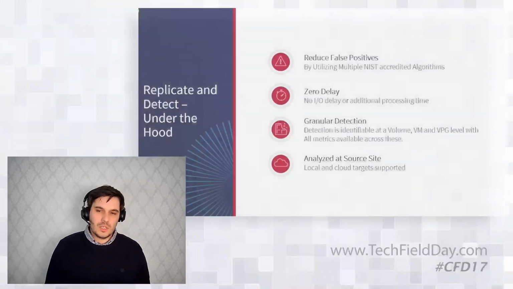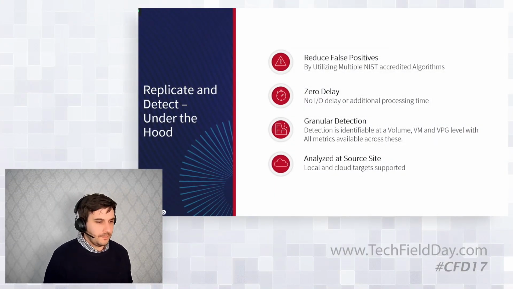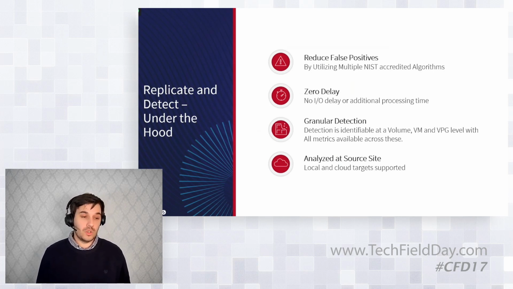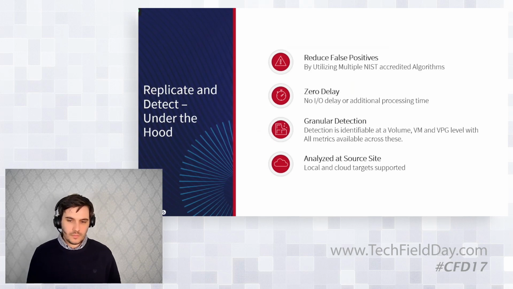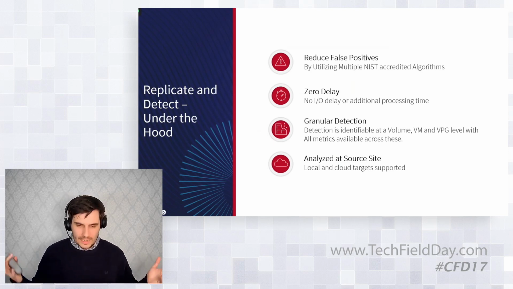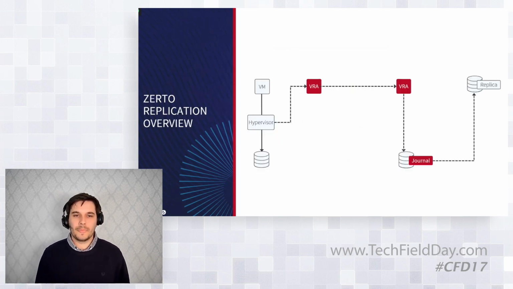And as JP's already mentioned, everything's analyzed at the source site. So you don't even have to have a secondary site if you don't want to. If you just want to use Zerto for a local replica in its own little bubble, do encryption analysis just locally back to itself, that is a fully supported system, as is replicating out to clouds as well. So AWS, Azure, the VMware on public cloud offerings as well.